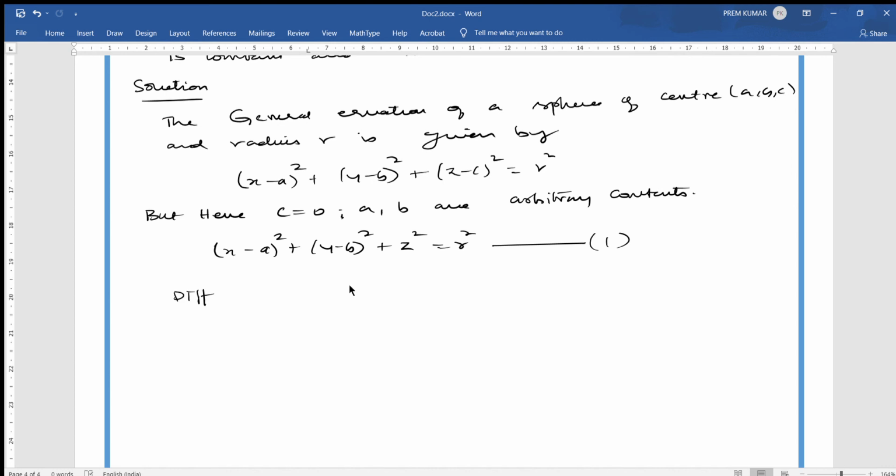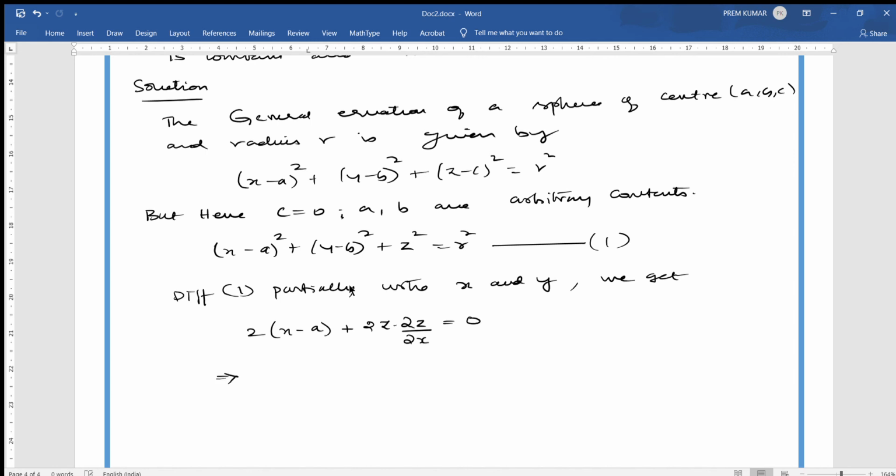Differentiating the equation, we are going to derive the partial differential equation now. Differentiating one partially with respect to x and y, we get, 2 into x minus a, and 2 into y minus b, and then if you differentiate y with respect to x it becomes 0. Why does it become 0? Because x and y are independent variables. And what is the differentiation of z square with respect to x? 2z into dou z by dou x, all partial differentiation. And our r is a constant, so if you differentiate it with respect to x it becomes 0.